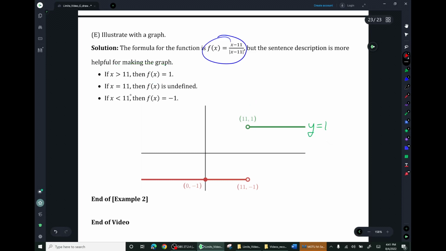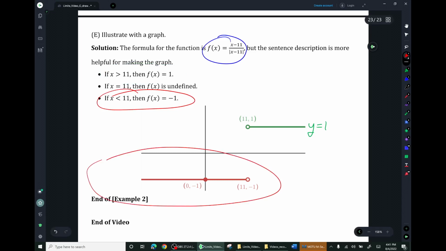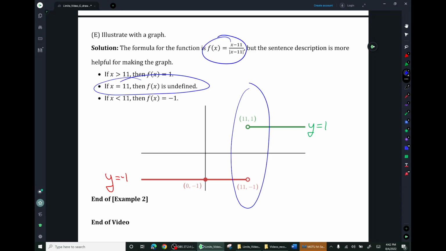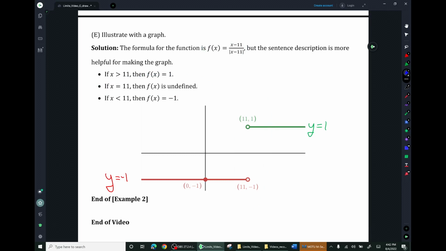If x is less than 11, then f of x equals -1. Well, that's shown here. For x values less than 11, the graph is a straight line with line equation y equals -1. And when x is equal to 11, f of x is undefined. You can see that is shown here. Both of those locations, 11, 1 and 11, -1, have open circles, so the graph has no y value when x is 11. Now the job for question E was not to make a graph of f of x. The job was to illustrate our earlier results with the graph.